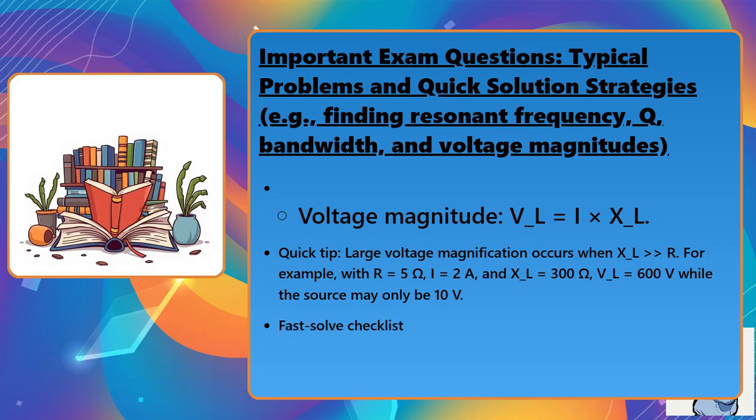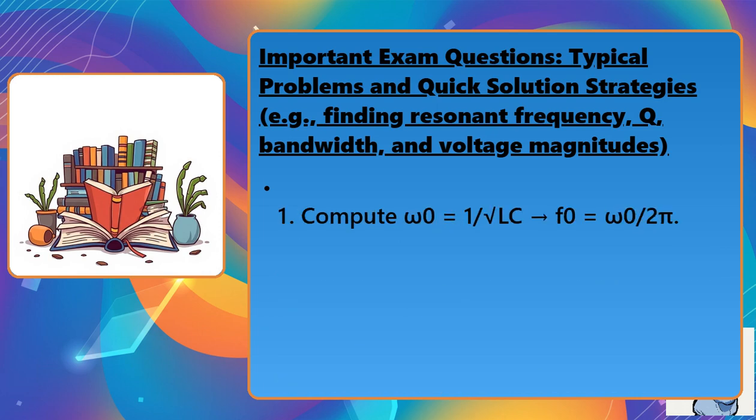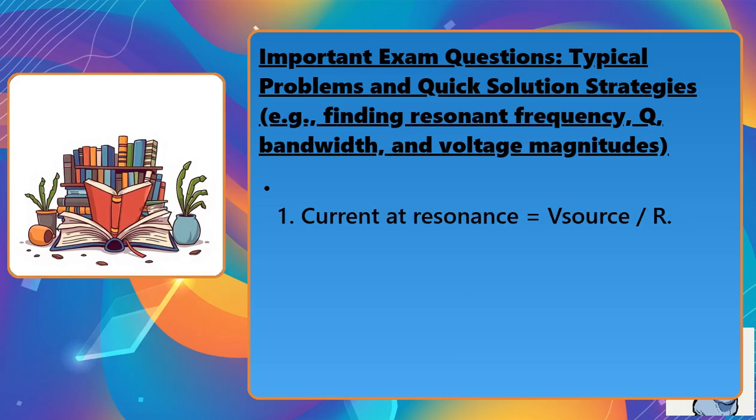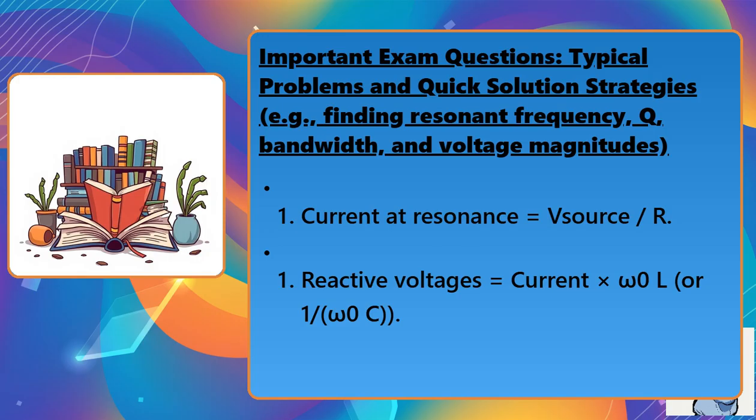Solve checklist. 1. Write down L, C, R and source voltage. 2. Compute ω₀ = 1/√(LC), which yields f₀ = ω₀/2π. 3. Find Q using ω₀L/R. 4. Bandwidth = f₀/Q. 5. Current at resonance = V_source/R. 6. Reactive voltages equal current times ω₀L, or current times 1/(ω₀C).